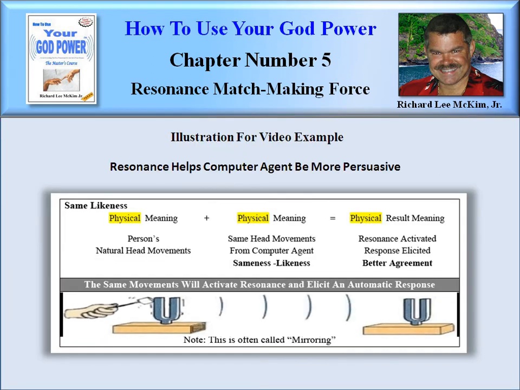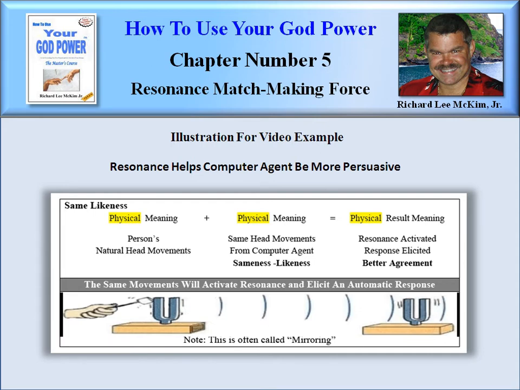Okay, let's have a look at this illustration. Once again, we've got same likeness. We've got the physical meaning of the person's natural head movements. They just happen to be tilting it to the side, or as they're listening, or moving around. So you've got the person's natural head movements, and then you've got the physical meaning from the computer head, the avatar, having the same movements from the computer agent. That creates a sameness, a likeness.